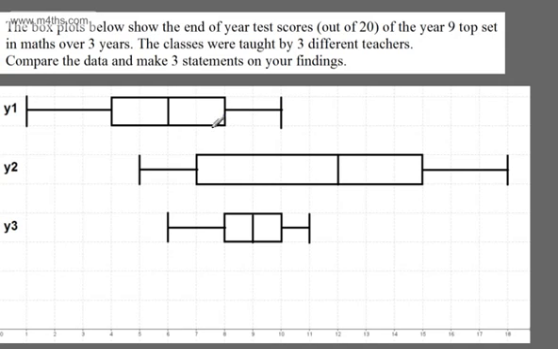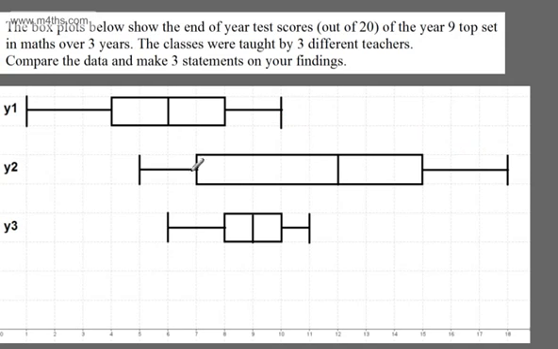75% of the students were scoring 8 or less, yet only 25% of the students in Year 3 scored 8 or less. So these are the comparisons that we can make. If we consider here, 50% of students in Year 2 scored 12 or less, therefore 50% scored 12 or more. None in Year 3 scored 12 or more, and none in Year 1 scored 12 or more.